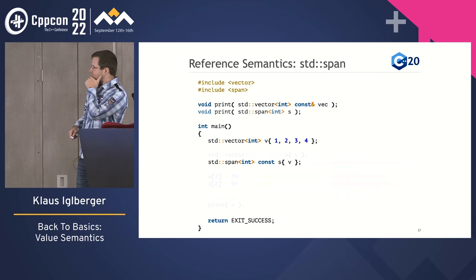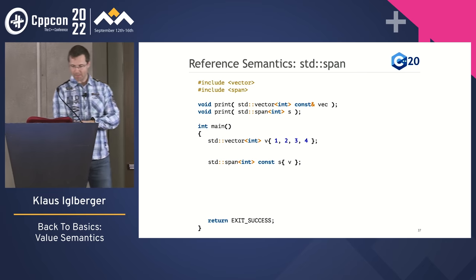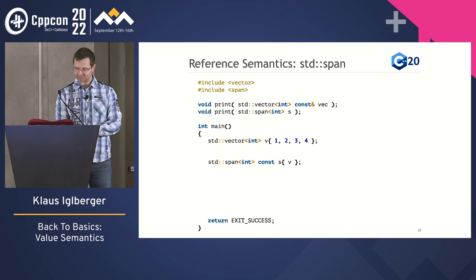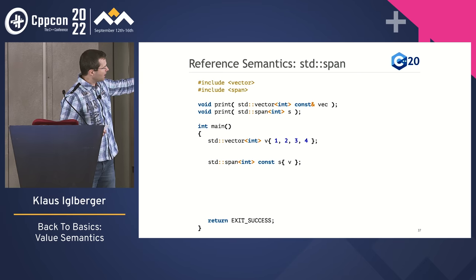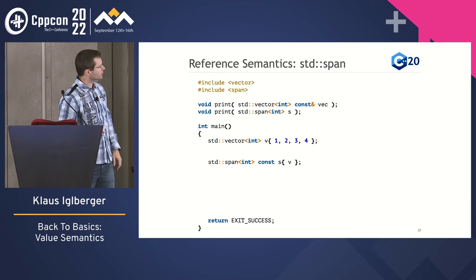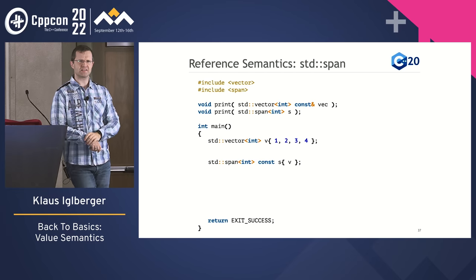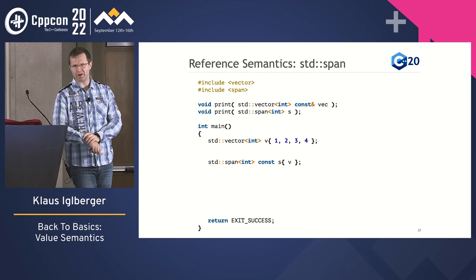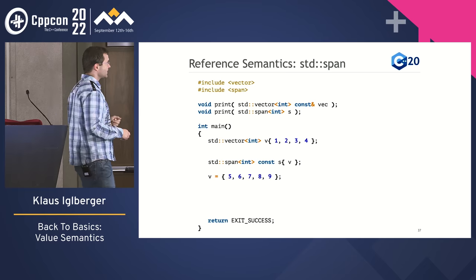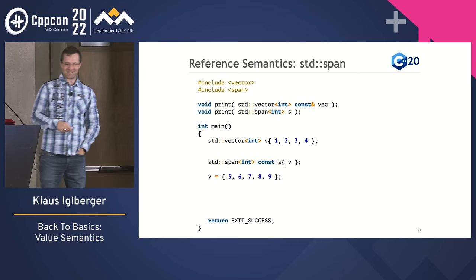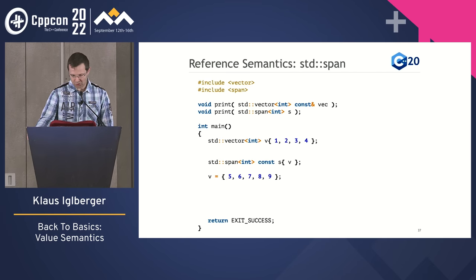OK. So let's add another print function for span, and keep the span s. So it's still the same thing. And yeah, let's do something different. For instance, honestly, I feel the numbers 1, 2, 3, 4 are a little boring, aren't they? Let's do something more exciting. Let's assign the values 5, 6, 7, 8, and 9. That is definitely making the game a little more fun. And again, then we just print that again.